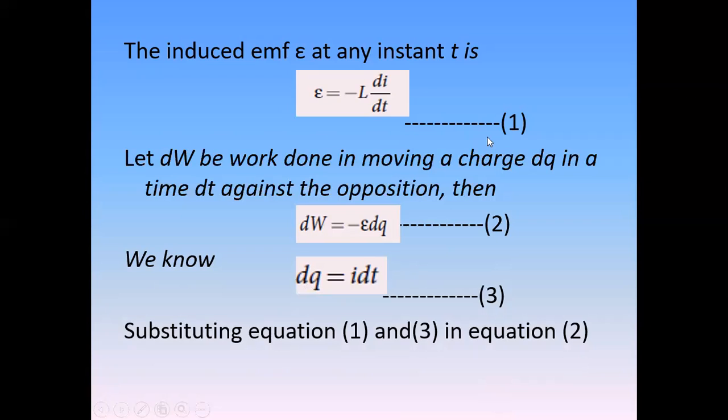Now substituting 1 and 3 in equation 2, what will you get? dW is equal to, for epsilon I have substituted minus of L into di by dt, and for dq I have substituted I dt. So minus and minus will become plus, and dt and dt get cancelled. You will be getting Li di. So dW is equal to Li di. This is equation number 4.